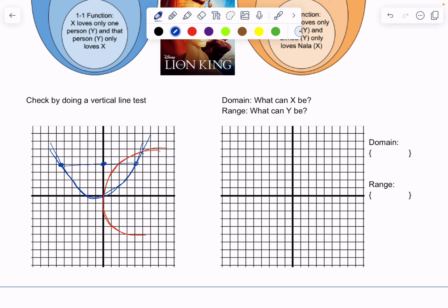Other things that you can check and note, other shapes that you're familiar with, circles and ellipses, they're not one-to-one, and they are not functions. They do not pass the vertical line test. Fail.